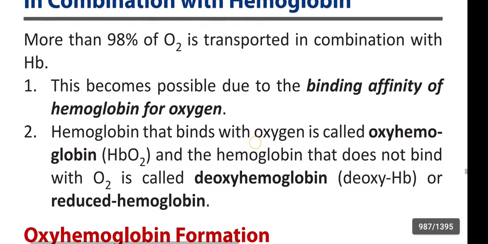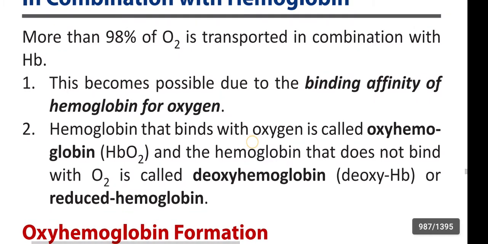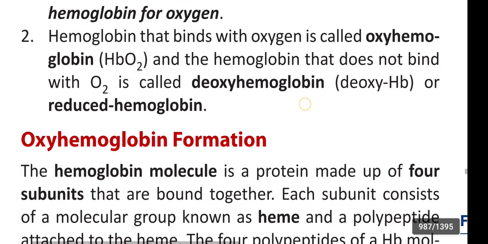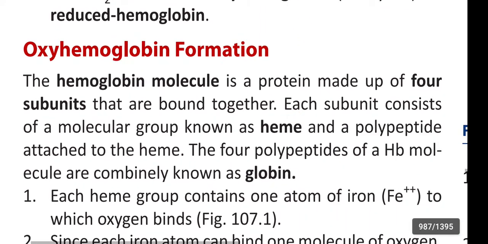This becomes possible due to the binding affinity of hemoglobin for oxygen. Hemoglobin that binds with oxygen is called oxyhemoglobin, and the hemoglobin that does not bind with oxygen is called deoxyhemoglobin or reduced hemoglobin. First, oxyhemoglobin.